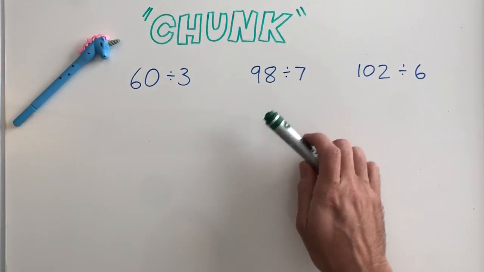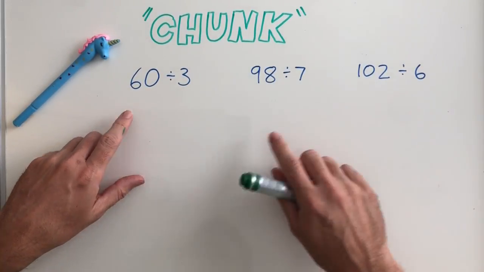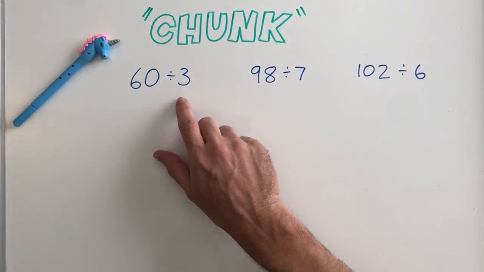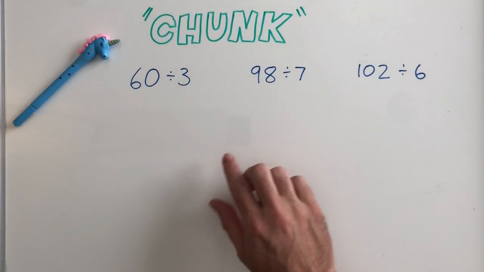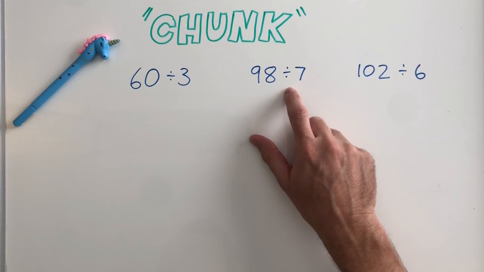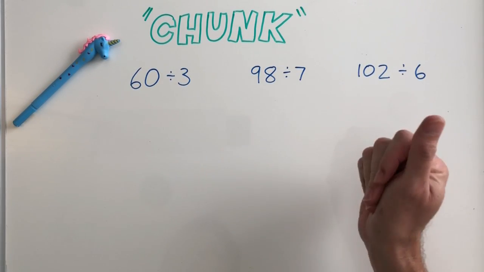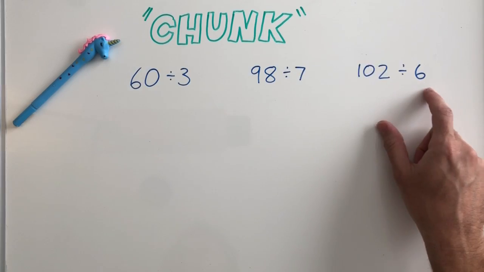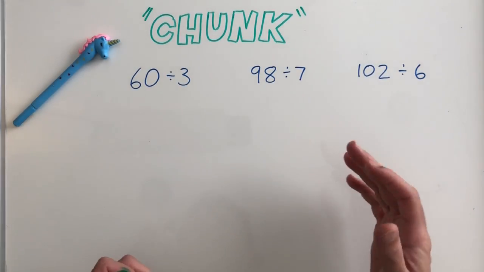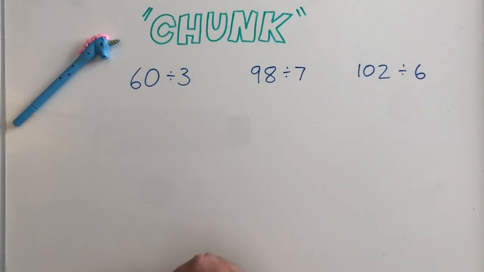Anyway, we're going to break these numbers into chunks. Obviously, when you look at 60 divided by 3, it's easy, but it's just for the first example. If I see something like 98 divided by 7, or 102 divided by 6, it's not going to be really quick. So on the first one, we're going to take 60 and divide it into chunks.